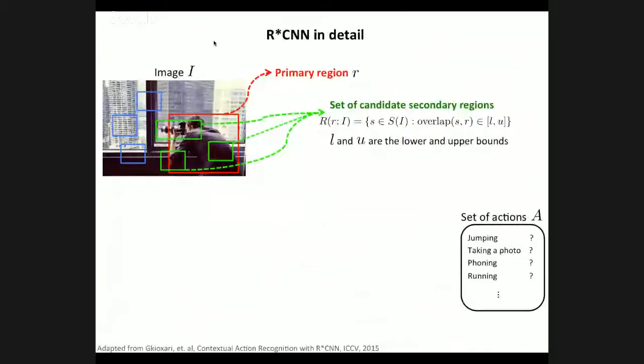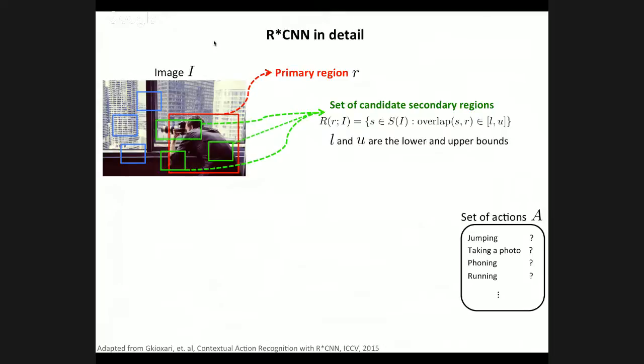Finally, I can explain R*CNN. Initially, you have an image. You also have the bounding box of a person in the image. And you have a set of actions, and you want to classify what that person is doing in that picture. In this case, it's taking a photo. The paper states that you have this primary region, and you want to find a secondary region that will work as a contextual cue. In this case, you wish to have the camera, because it will tell you that the person is taking a picture.